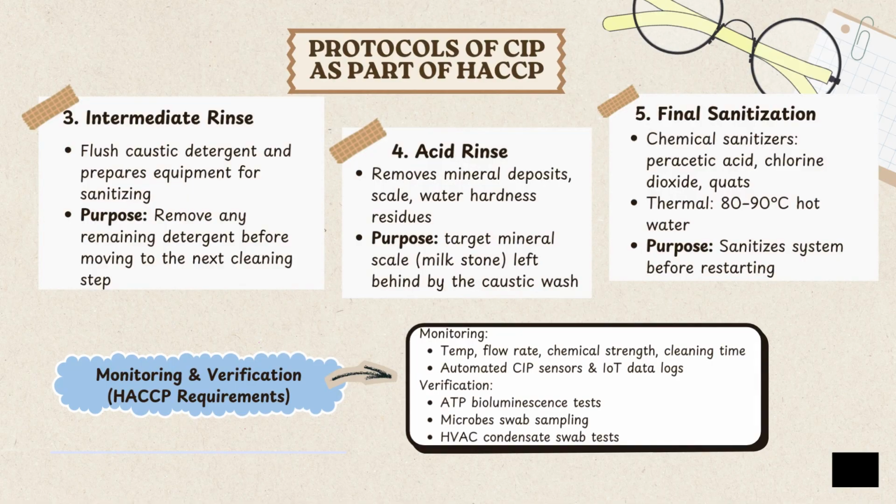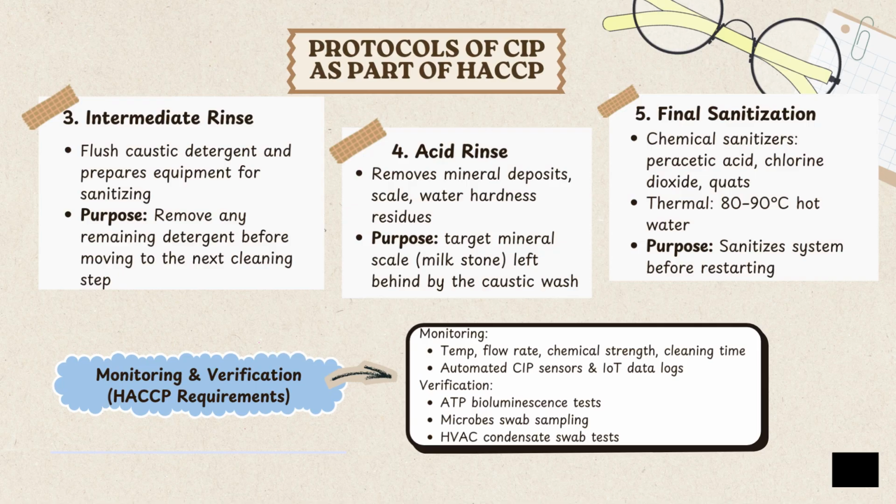Here, we will remove mineral deposits, scale, and water hardness residue that is left behind by the caustic wash. The final one is final sanitization, which we can do by two methods, chemical sanitizers and thermal. For chemical sanitizers, we can use peracetic acid, chlorine dioxide, and quats. For thermal, the temperature is between 80 to 90 degrees Celsius hot water to sanitize the system before starting.